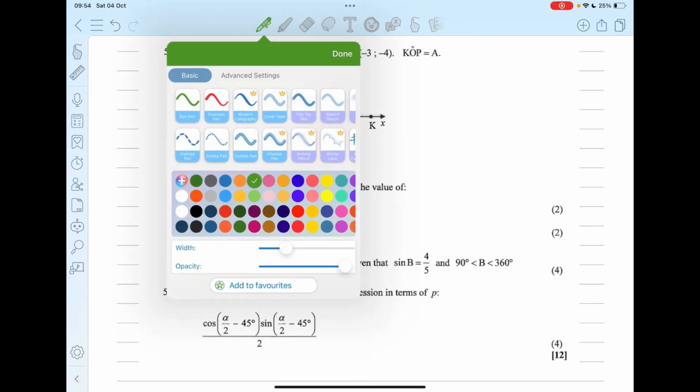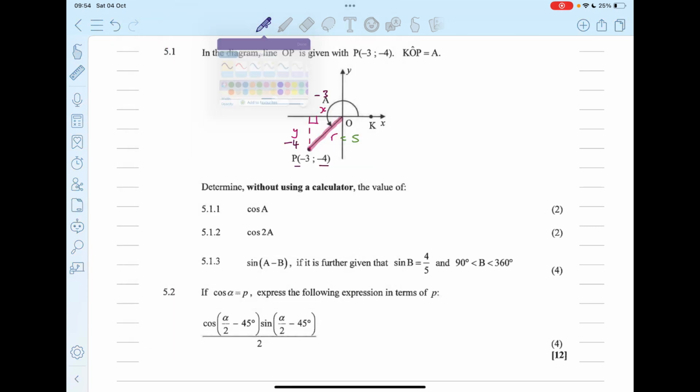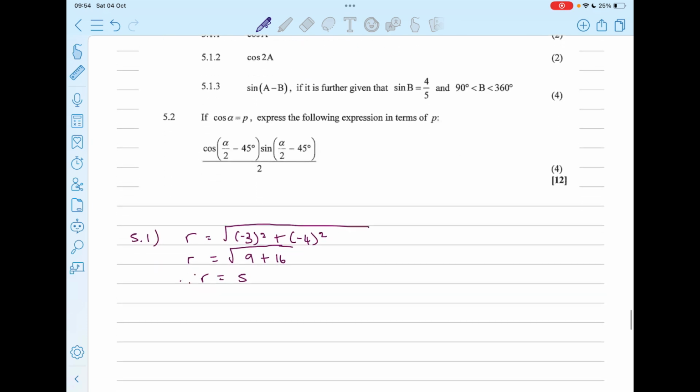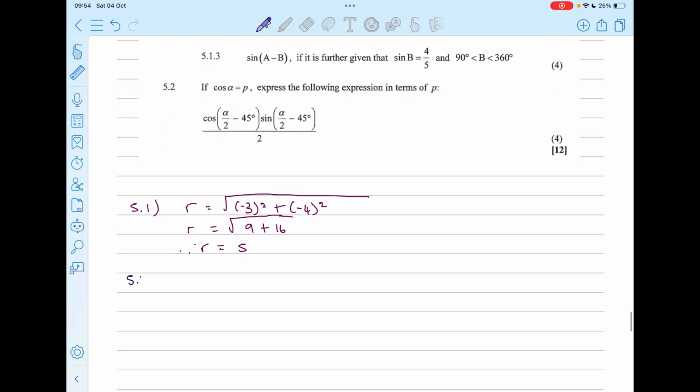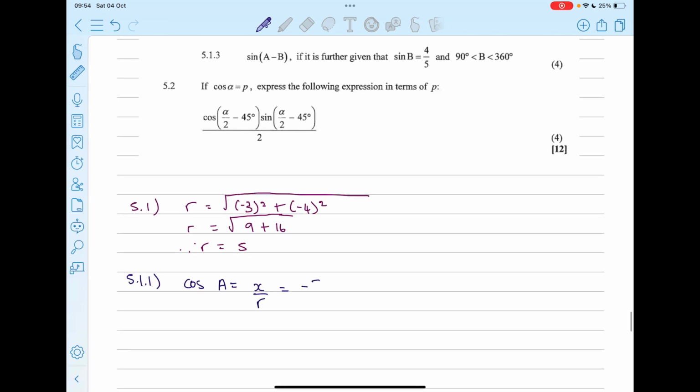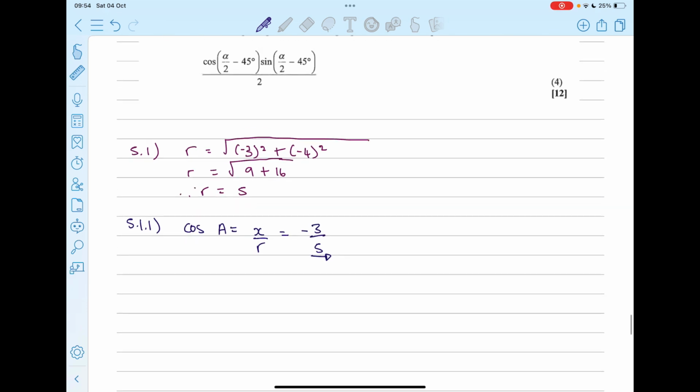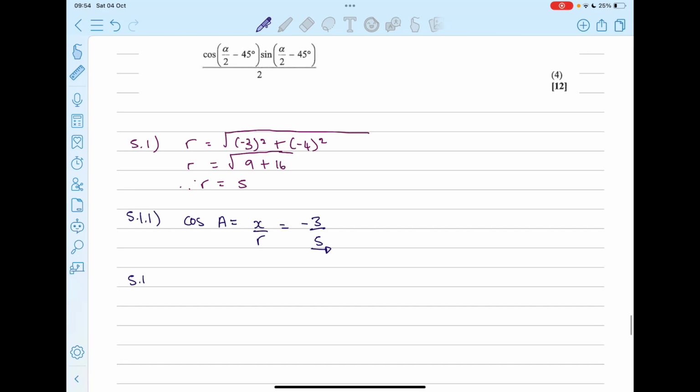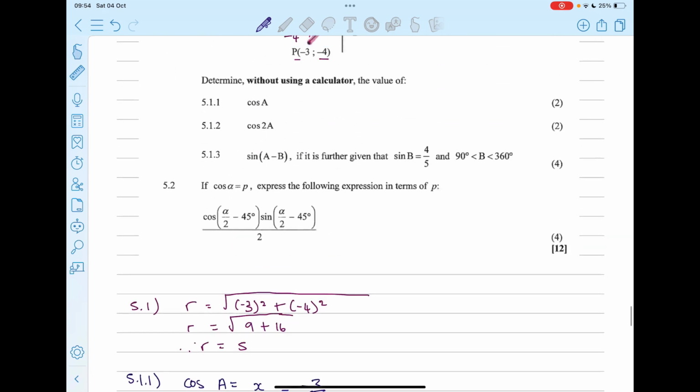So here we can write that our R is 5. Now we can actually start with 5.1.1. Cos A is adjacent, which is X, over our R, our hypotenuse. X is -3, hypotenuse is +5. And that's the solution for 5.1.1.